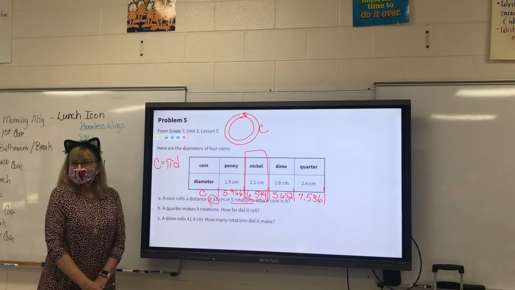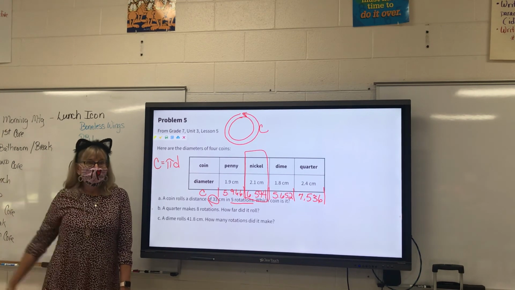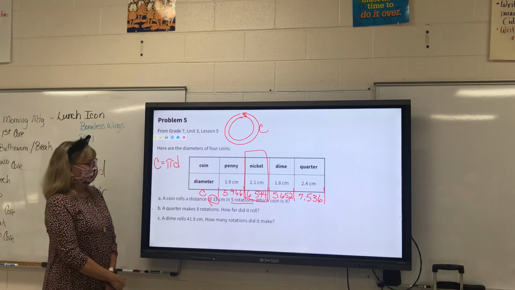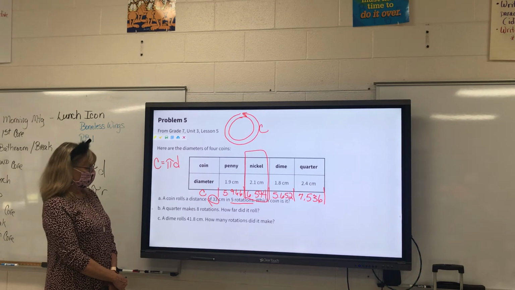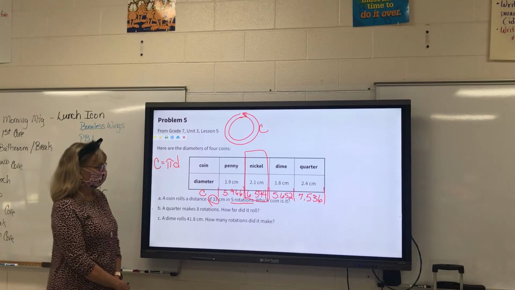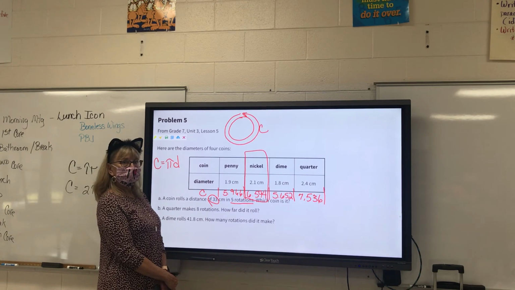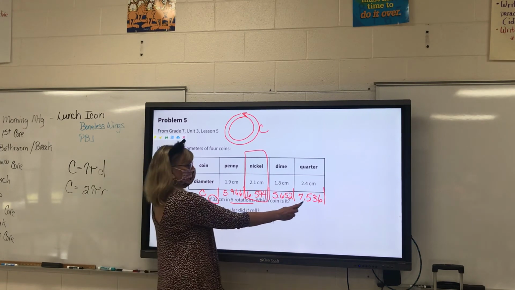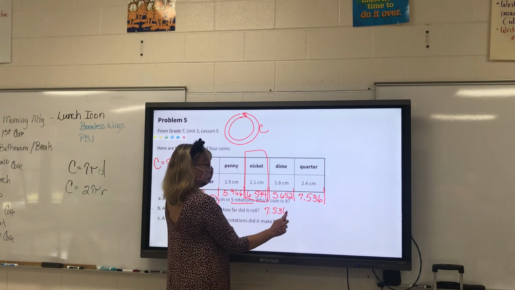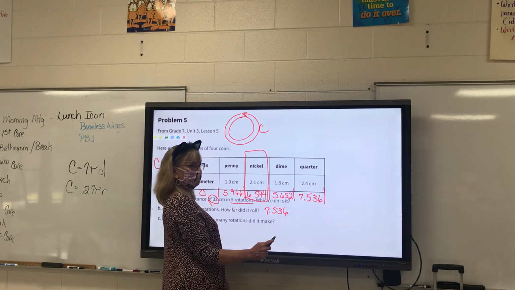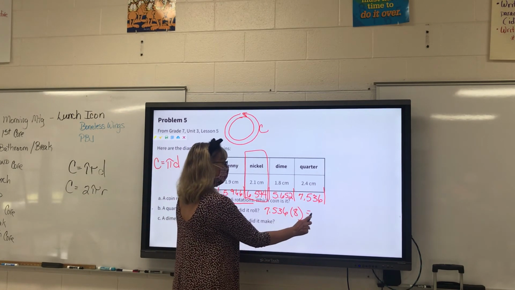Why is it not exact? Because we use 3.14 for pi instead of the rest of pi. Okay? All right. A quarter makes 8 rotations. How far did it roll? So how are we going to figure that out? In one rotation, it goes 7.536. So how are we going to figure out 8 rotations? Times it by 8.